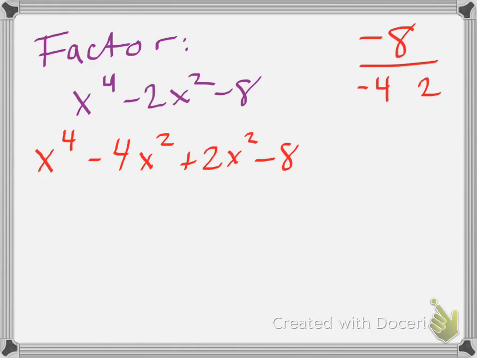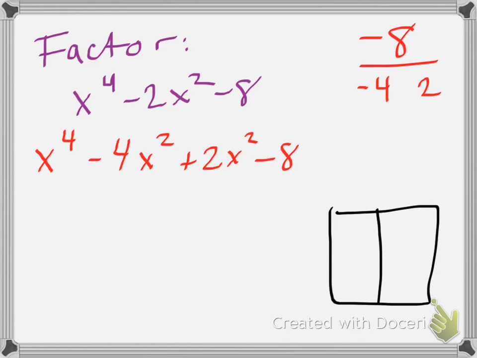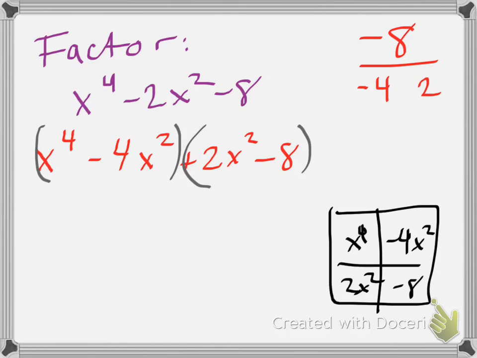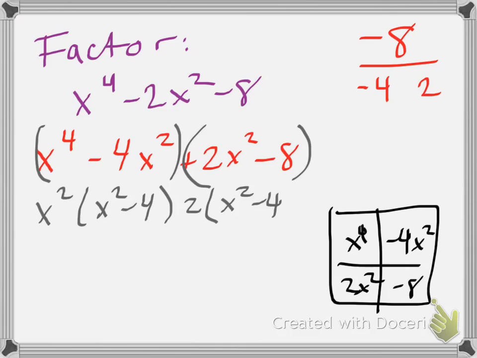And for my boxers, we will have these terms in each box: x to the 4th, minus 4x squared, 2x squared, and minus 8. So going back to the grouping method, I group my first 2 and I group my second 2. For my first binomial, I can take out an x squared, so I'm left with x squared minus 4. And over on my second binomial, I can take out a 2, and I'm left with x squared minus 4.